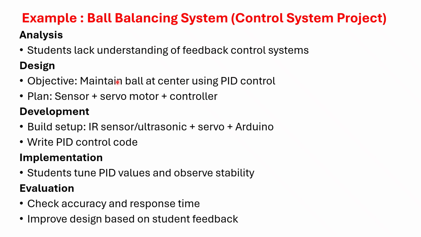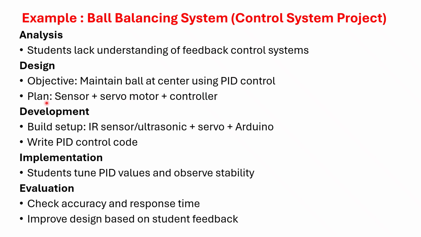So what is the design phase we are going to do is, in design we need to first clearly give the objectives. The objective is to maintain the ball at the center using PID control. So we are going to develop a closed loop or feedback control system for keeping the ball at the center position. So the objective is clearly defined: maintain the ball at the center using a closed loop or PID control.